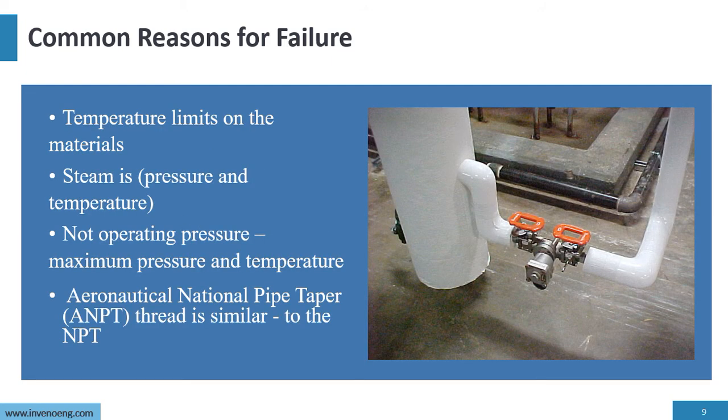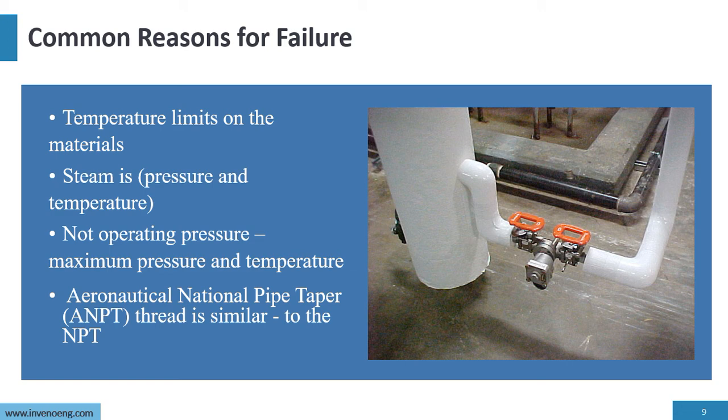Temperature limits on the materials. And the materials are the components you're putting in there. We have different schedules: 20, 40, 80. We have different tube materials: 0.035, 0.049, 0.065. So there's a multitude of materials and temperature limits. And that goes with the lubrication materials too.